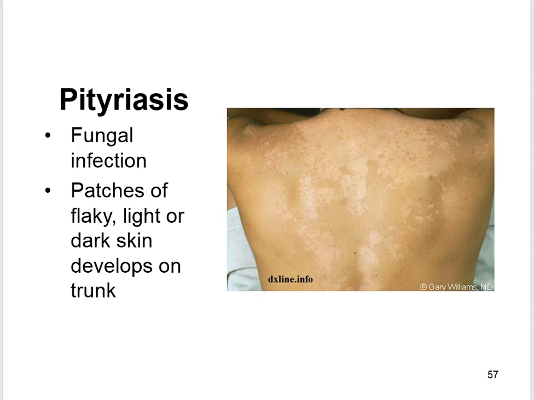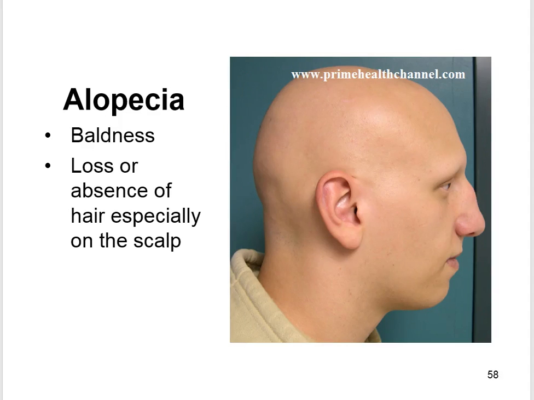Pityriasis, this is a fungal infection. You have patches of flaky, light, or dark skin that develop on the trunk. This is caused by the fungus. And the fungus that causes this is Malassezia furfur. Alopecia, this is baldness. It's the loss or absence of hair, especially on the scalp where it normally grows. May be hereditary or can be caused by disease, injury, or treatment such as chemotherapy, or may occur in old age.